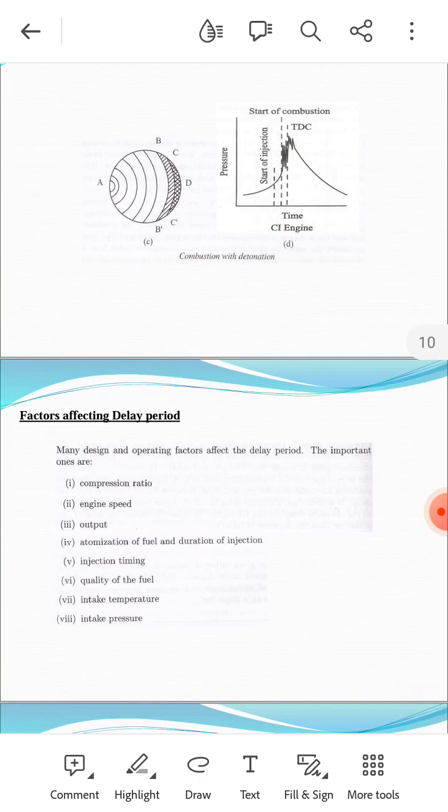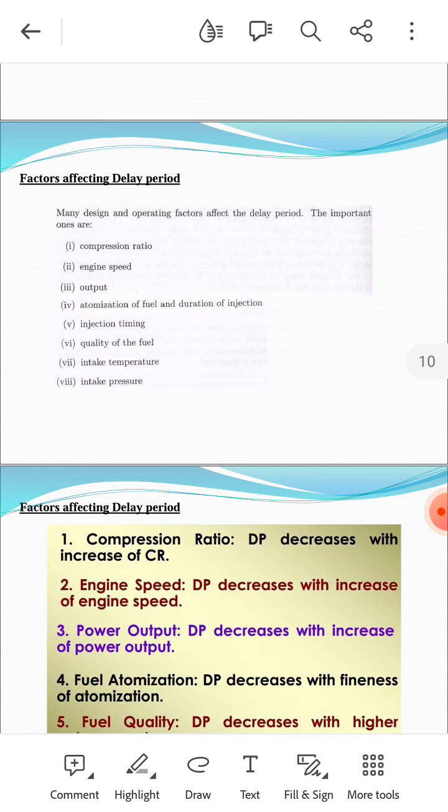Then the factors affecting delay period. Many design and operating factors affect the delay period. The important ones are compression ratio, engine speed, output, atomization of fuel and duration of injection, injection timing, quality of the fuel, intake temperature, intake pressure.